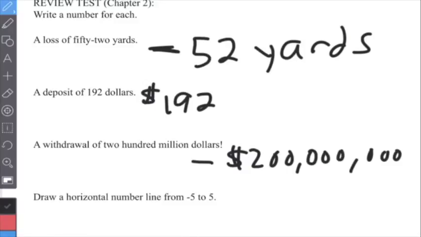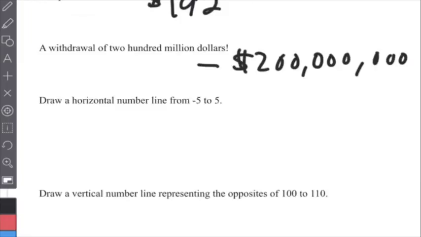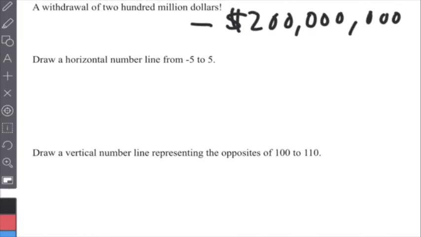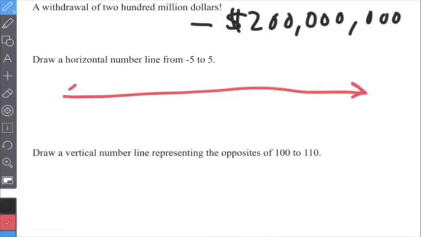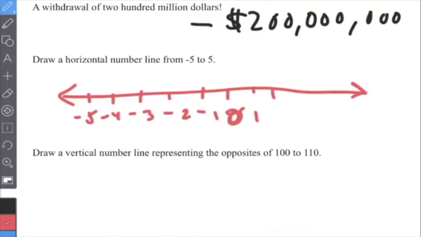Next one, draw a horizontal number line from -5 to 5. So what we're going to do is draw a number line. Make sure you put your arrows at the end. We start with -5 and go all the way up: -4, -3, -2, -1, 0, 1, 2, 3, 4, 5. And you need a dot on each one. Remember, to the left of 0 is negatives, to the right of 0 is positives.